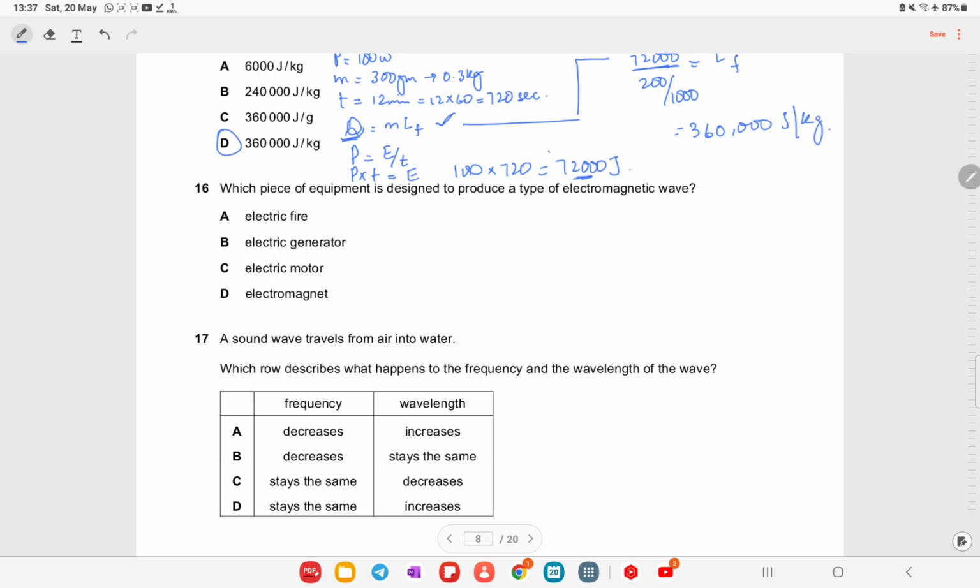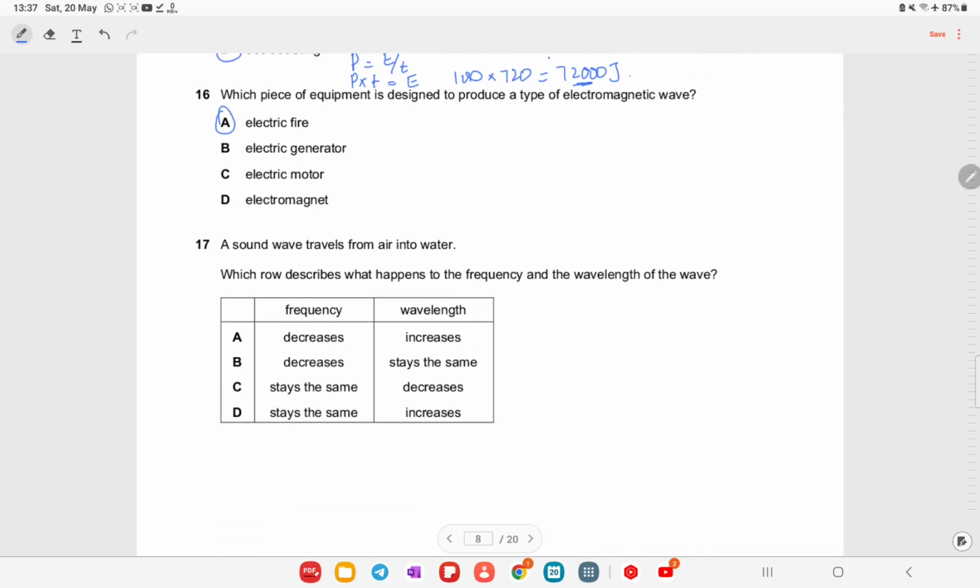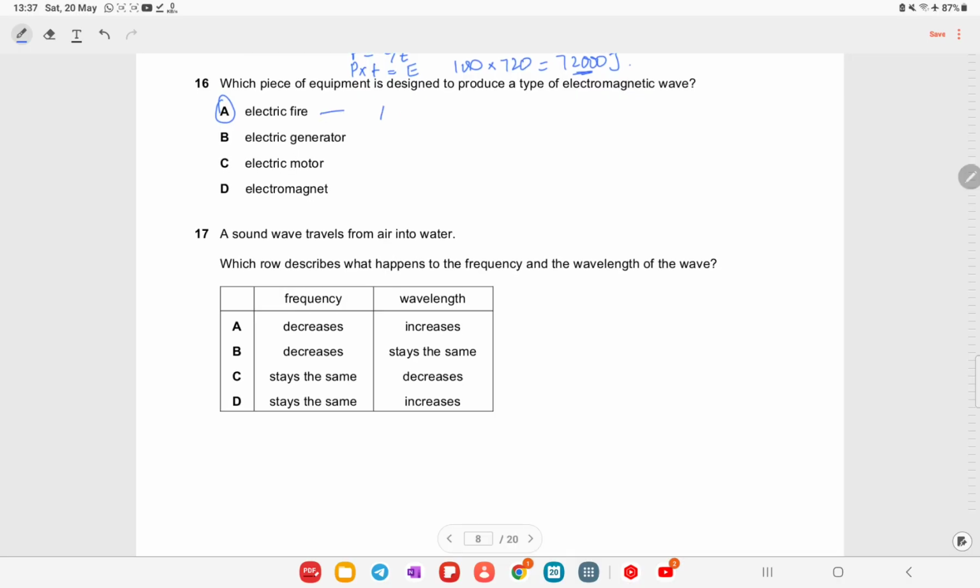Which piece of equipment is designed to produce a type of electromagnetic wave? So this is again electric fire, because it's a repeated question, and the topic is radiation. The transfer of heat is due to electromagnetic waves.